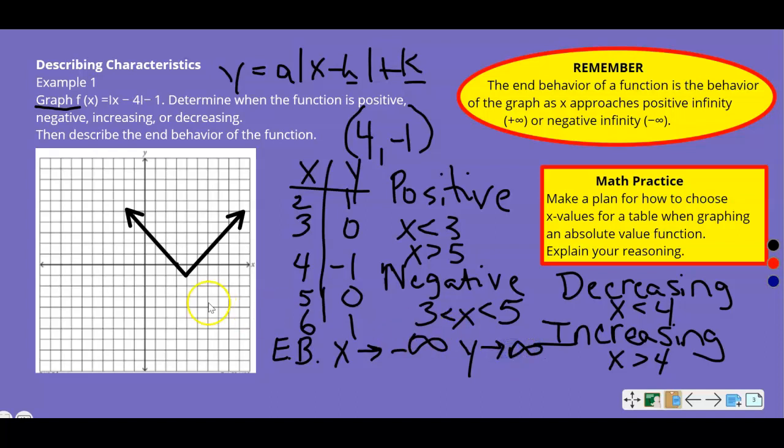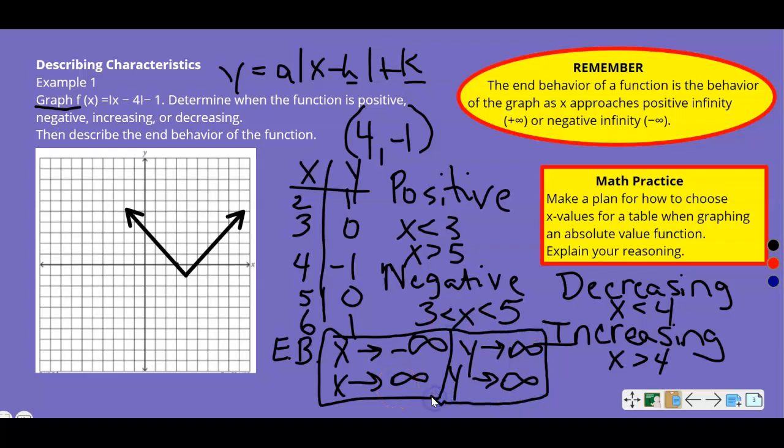Now we're going to look at the other side of the graph. What happens when x's go positive? We note that as x approaches infinity, because that's your positive side, what do the y's do? Well, it's going up as well. So your y's also approach positive infinity. We're always going to go left or right. Depending on if the graph goes up or down on either side, these could change, but these are pretty much always going to be the same. But for this absolute value function, that would be your end behavior.